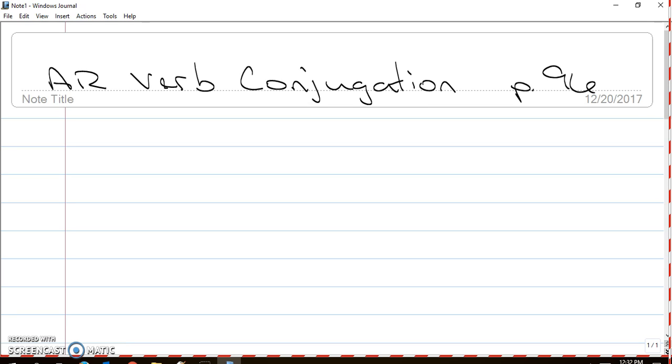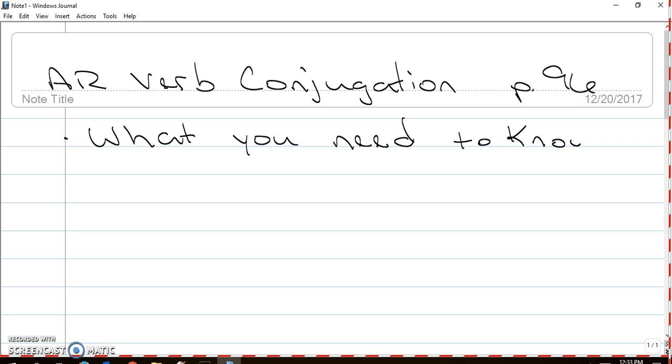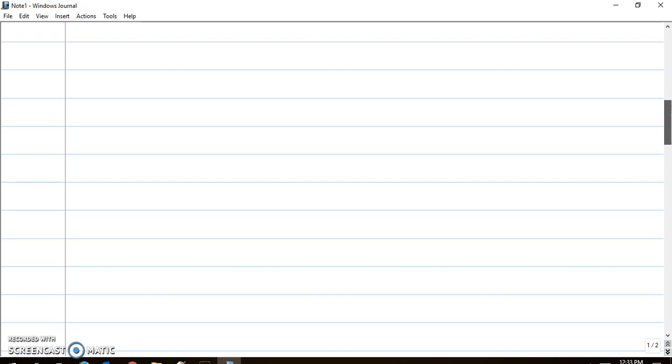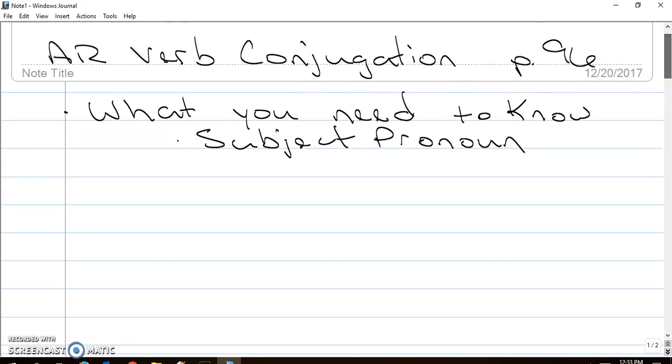So we're going to go a little more in-depth here, and we're going to talk about first what you need to know. Before you do this, you need to know basically two things. First, you need to know the subject pronoun chart. This is a chart we did fairly early on, and it becomes very important because it has a lot to do with conjugating verbs.